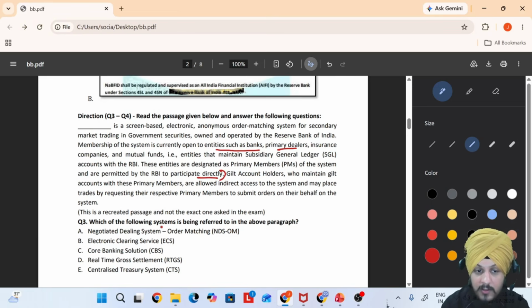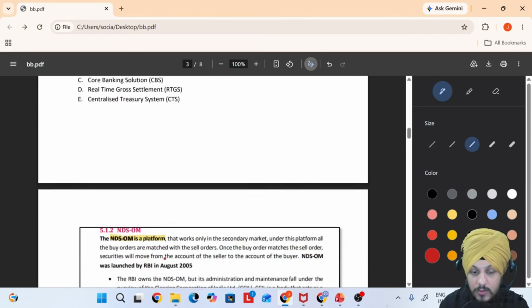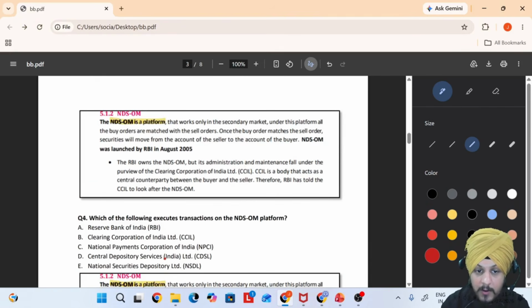Now, even if you read the passage till here, right? And now if you read question number three, it says which of the following systems is being referred to in the above passage. Now, if you know about NDS-OM, you can easily mark this answer correctly, right? Because over there the passage clearly mentioned it, it says that it's a screen-based electronic anonymous order matching system for the secondary market in government securities. And we know that this is the job of NDS-OM, and that is why A is going to be the answer to this question. And as you can see, we had covered it as a part of the course too.